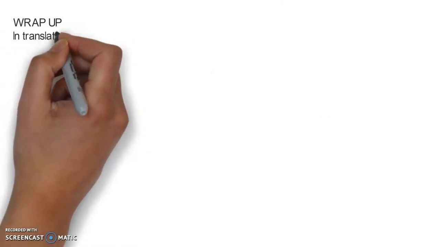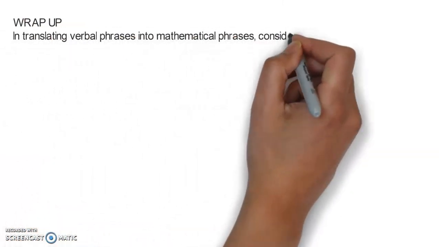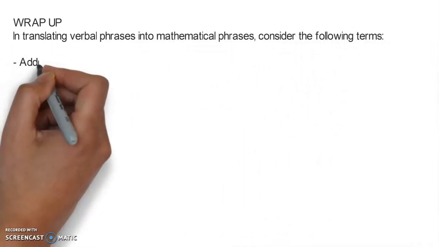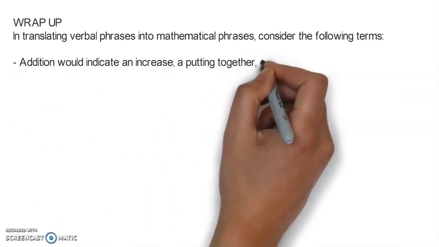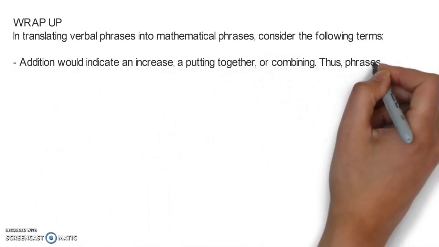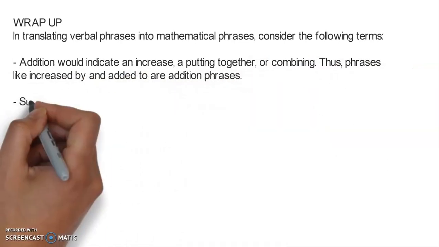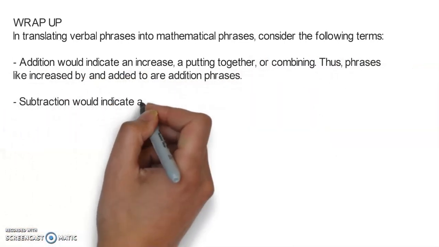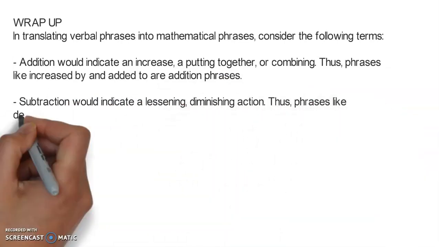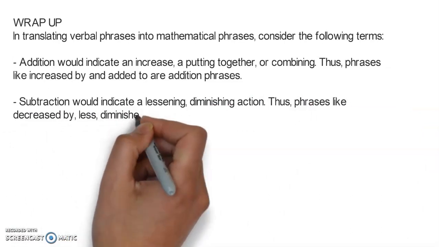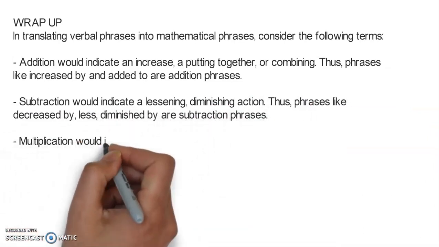To wrap up the lesson, in translating verbal phrases into mathematical phrases, consider the following terms. Addition would indicate an increase, a putting together, or combining. Thus, phrases like increased by and added to are addition phrases. Subtraction would indicate a lessening, diminishing action. Thus, phrases like decreased by, less, diminished by are subtraction phrases.